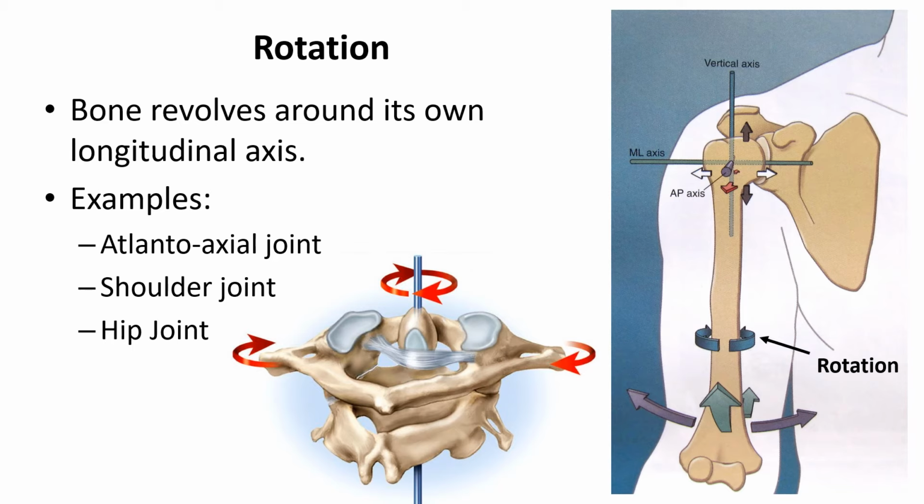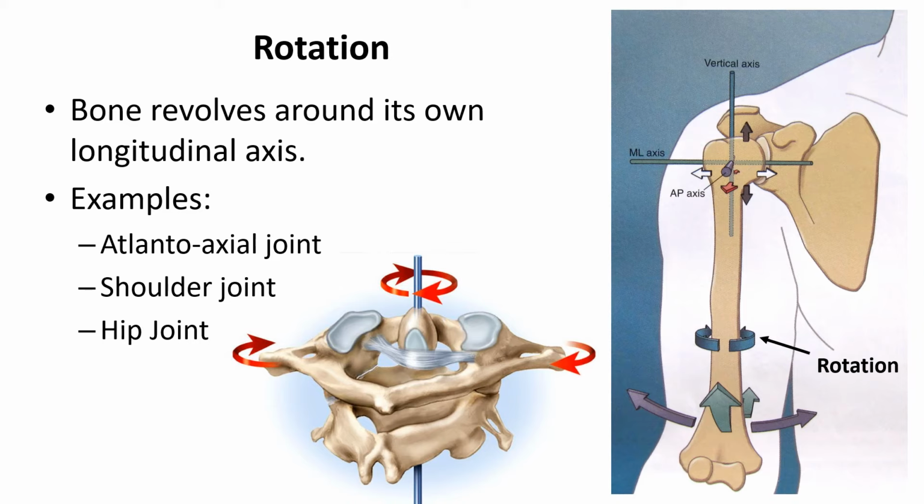Rotation occurs when we have twisting of a bone at an articulation. So the bone is going to revolve around its own long axis. An example of this would be the atlantoaxial joint between the atlas and the axis, the first and second vertebrae of the neck. Recall that the axis can twist, it can rotate, and there's a little peg known as the dens or odontoid process that fits into a little groove on the atlas.